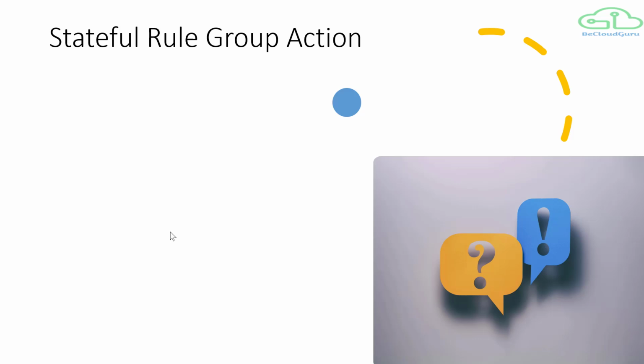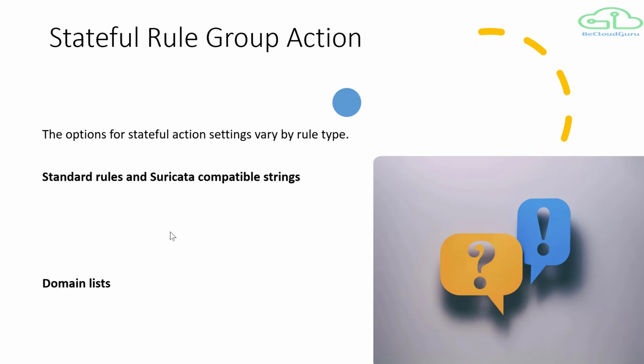Now for stateful rule group, what are the actions which we can have? Here the action will depend on what kind of rule type you have. So we have got 3 rule types where the action for standard rules and the Suricata compatible string rules remain the same, and there's a different action which we can have on the domain list kind of rule type. Sorry, the domain list comes into the stateful rule group only. So for standard rules, you have pass, drop or alert, and reject. So you can say PDAR or PDRA. That's how you can try to remember it.